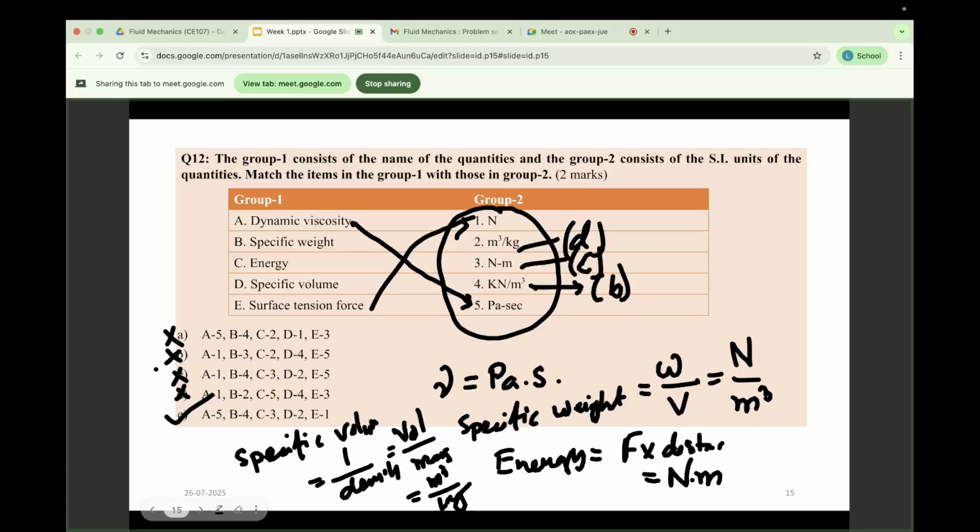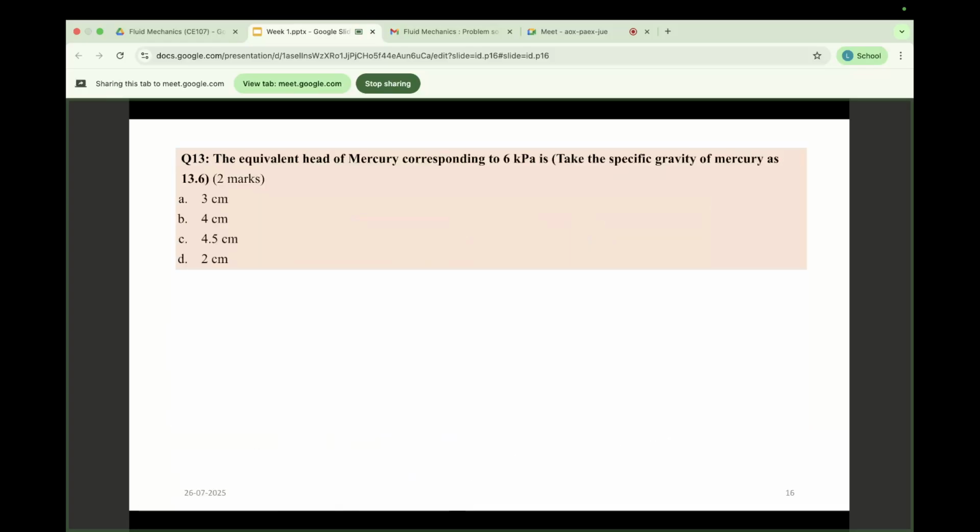Okay, so I am now moving to the next question. It is given the equivalent head of mercury corresponds to 6 kilopascal, you have to find this, and the specific gravity of mercury is given as 13.6.